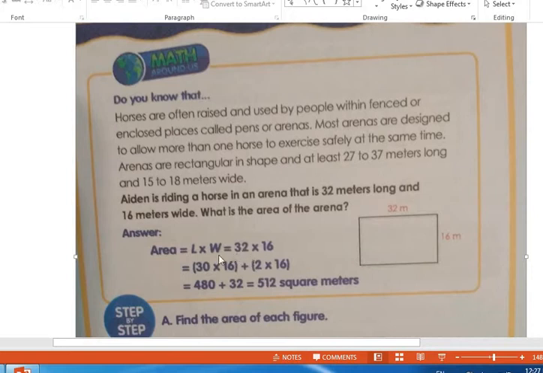Here I distributed 30 times 16 plus what? The distributive property makes the multiplication easier. I distributed 32 into 30 and 2, times 16. 30 times 16 equals 480, plus 2 times 16, which is 32. So the answer is 512 square meters.